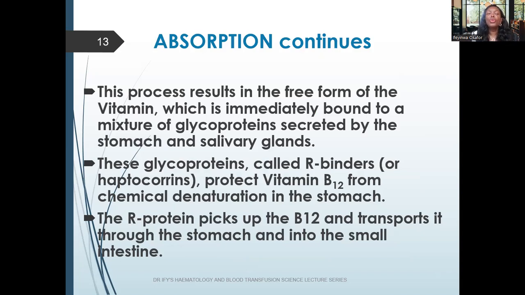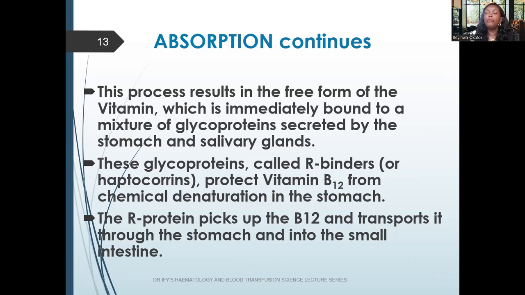which is immediately bound to another protein, that is another protein secreted by the stomach and salivary gland called haptocorrins or R binders. Some literatures use R binders, R proteins, haptocorrins, or transcobalamin 1. Though these terms actually mean the same thing.